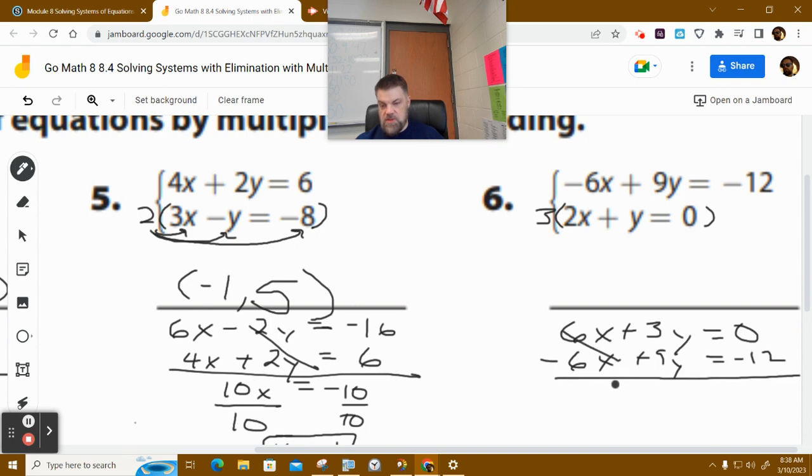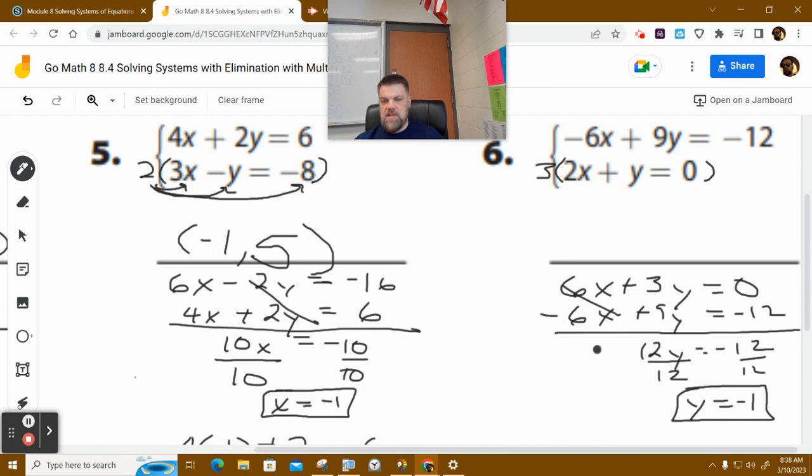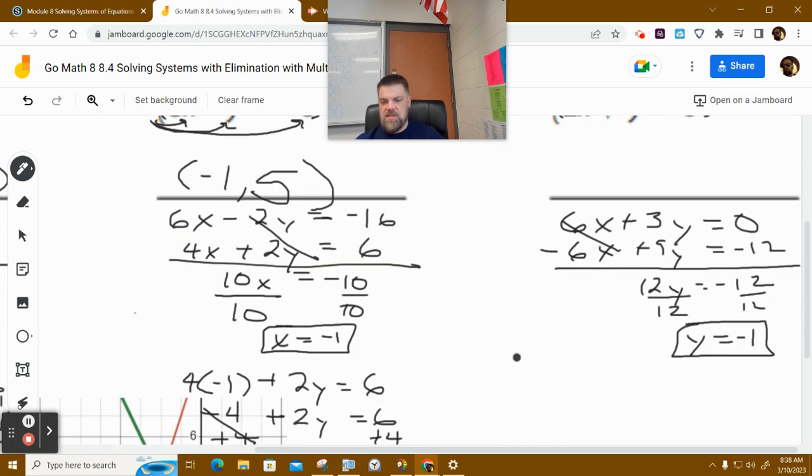The x's cancel. I get 12y equals negative 12. Divide both sides by 12. And y equals negative 1. Now I'm going to go back to the original equation, I'm going to do this one here. Negative 6x, yes. Did I make a mistake or something?